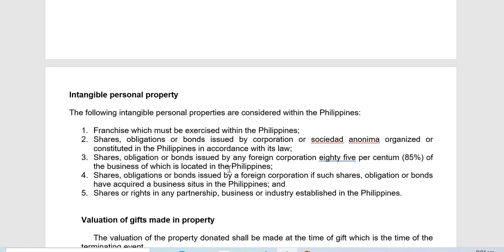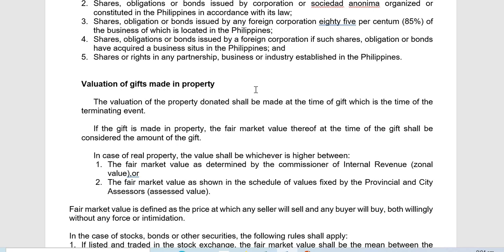So those are the intangible personal properties considered within. Now, the valuation. What is the valuation of gifts made in property? The valuation of property donated shall be made at the time of the gift, which is the time of the terminating event. If the gift is made in property, the fair market value thereof at the time of the gift shall be considered as the amount of the gift. In case of real property, it is the same: whichever is higher between the fair market value or zonal value and the assessed value. Take note, the tax basis is whichever is higher.